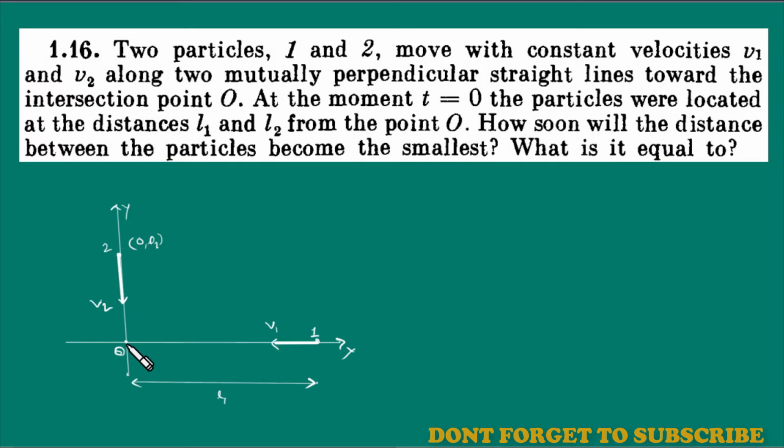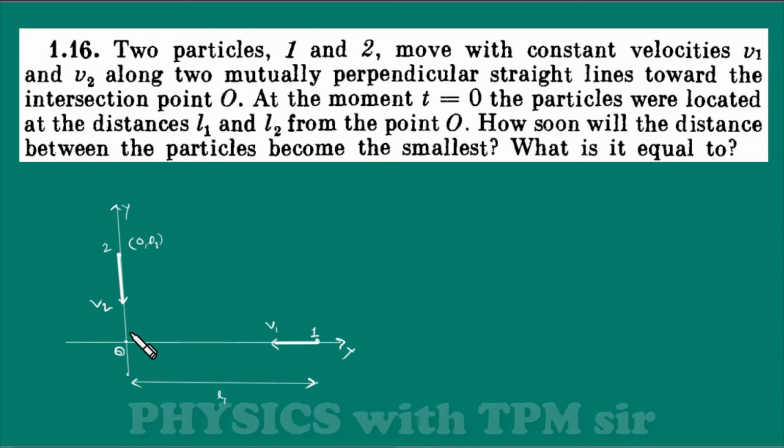At least what we can do is write the distance between these two particles as a function of time. And if we can find the distance between the particles at any time, then after that we can differentiate it and use differential methods to find the maximum and minimum.